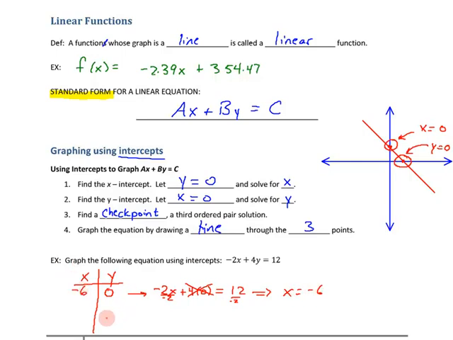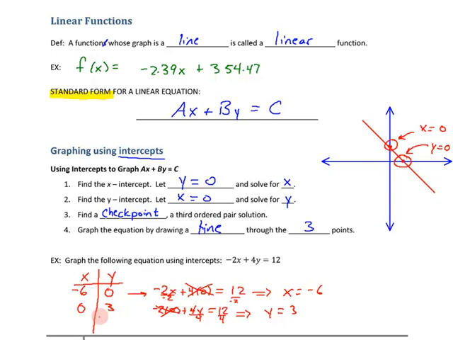Now to find the y-intercept, I will set x equal to 0. So if I set x equal to 0, I have negative 2 times 0. I'm just plugging it into the original equation. Plus 4y is equal to 12. That drops out because it's 0. Divide both sides by 4. And I end up with y is equal to positive 3.